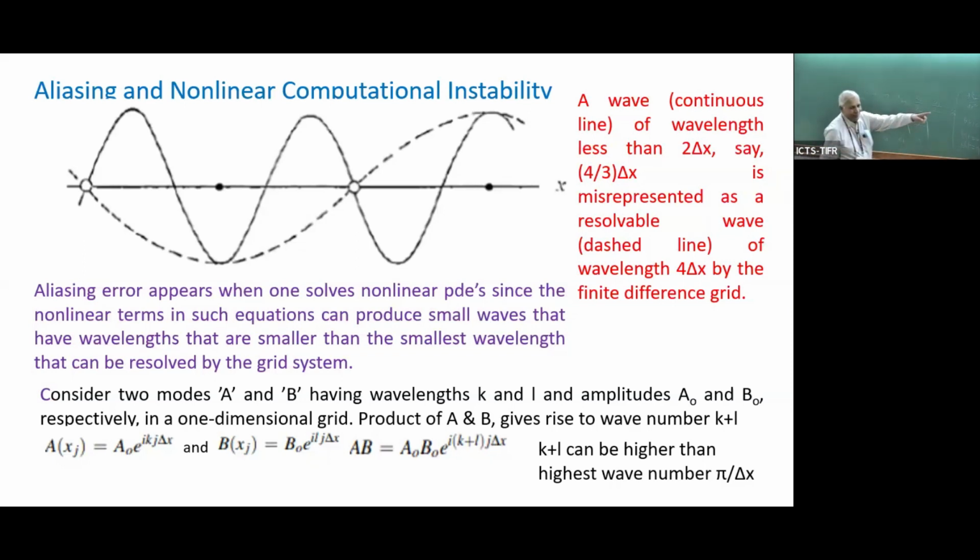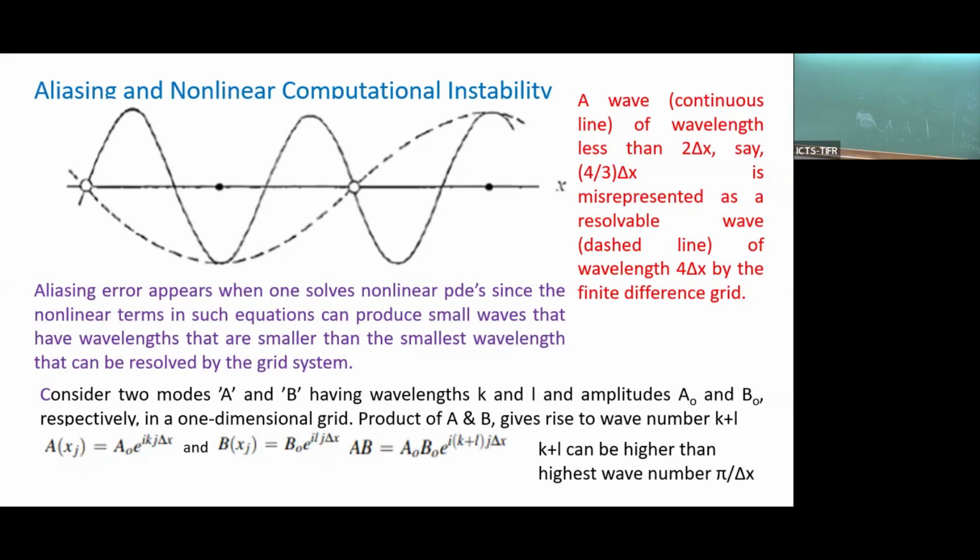So here you see, in this case, the distance between two dots is delta x. If you look at the continuous line, that's a wave. Now what is the wavelength of the wave? It is larger than delta x but smaller than 2 delta x. It is actually 4 by 3 delta x. Clearly 4 by 3 delta x is less than 2 delta x. So this is not a resolvable wave at all.